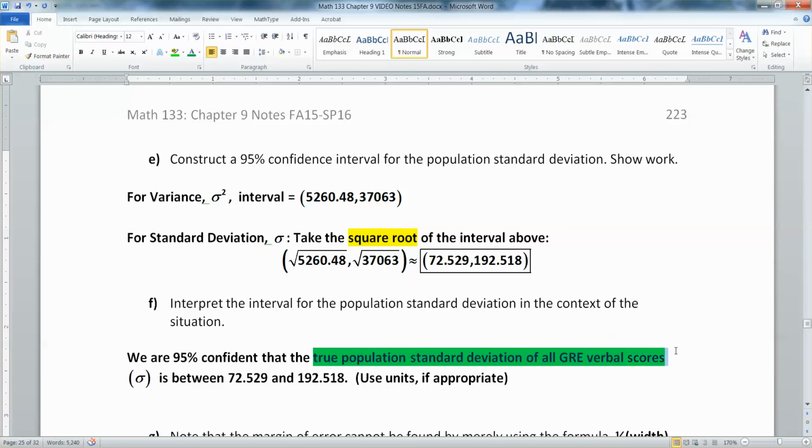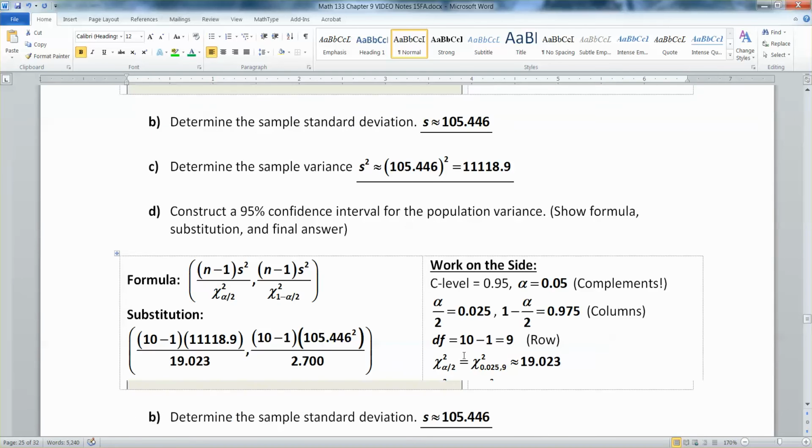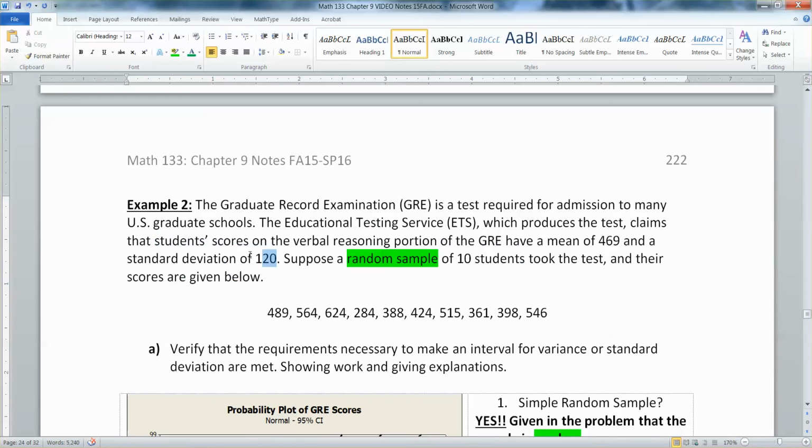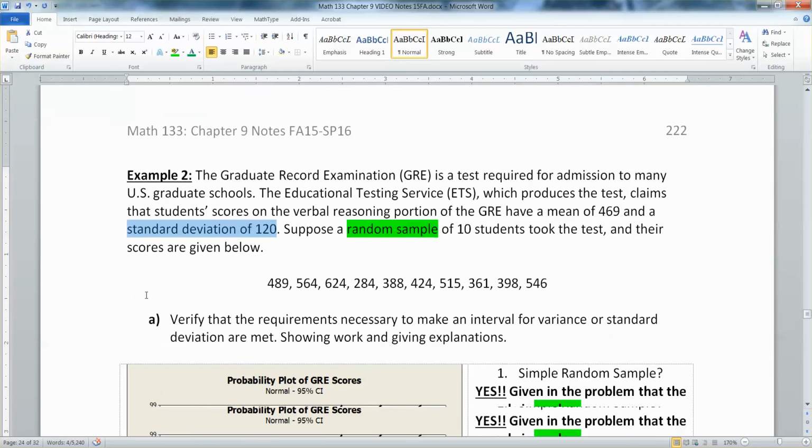Right, and that true population of all GRE verbal scores, I'm getting that from up here where it says the company produces a claim which tests that the student's verbal reasoning scores are here, blah, blah, blah. And then they claim that their standard deviation is 120 or whatever.